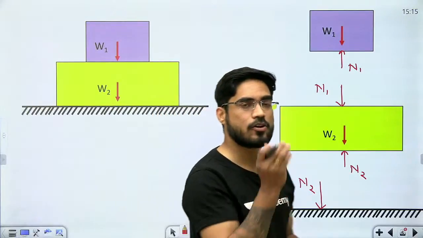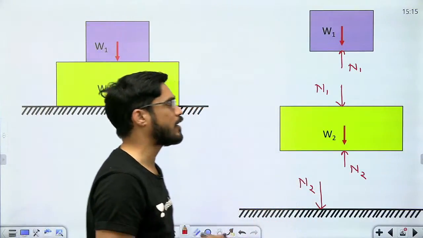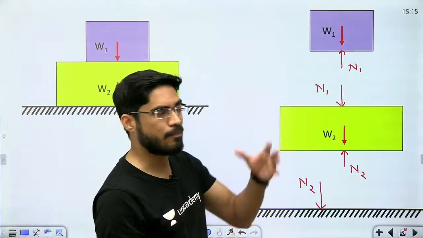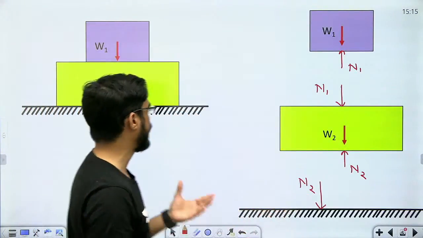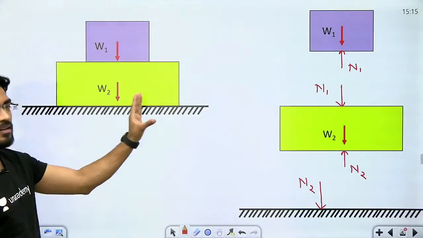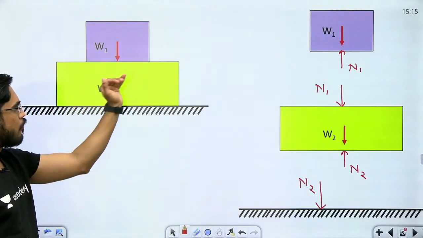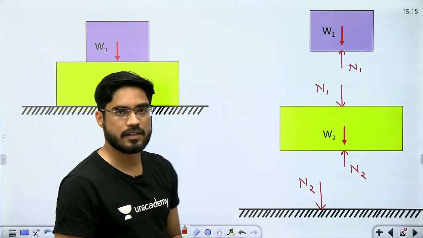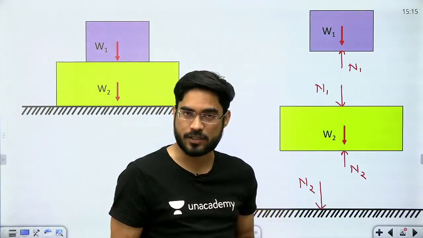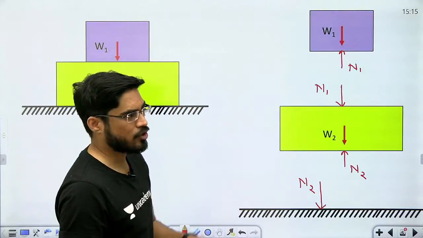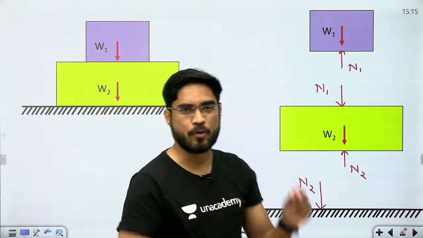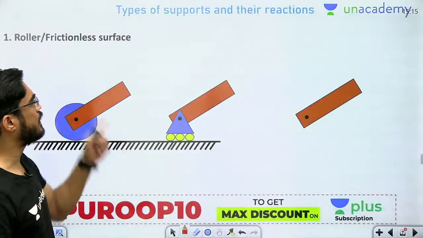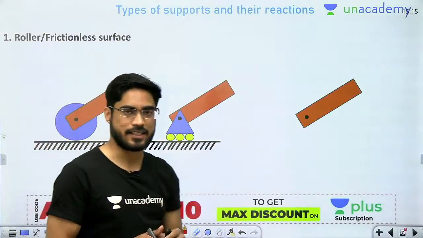Now beta, when you are drawing the free body diagram, it is very important to know what will be the reaction between the body and the support. For example, here there was a simple frictionless support for this yellow box, okay? So I got this normal force. There are other types of supports. So you need to know that when you isolate the body from the support, what will be the reaction? So beta, let's understand the types of supports and their reactions, okay?